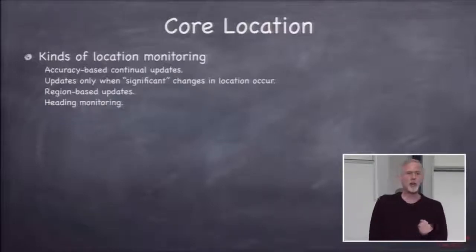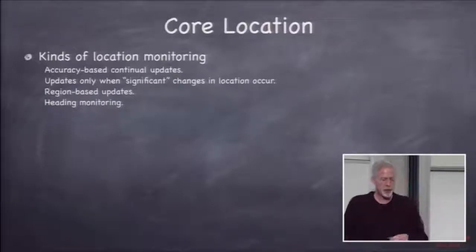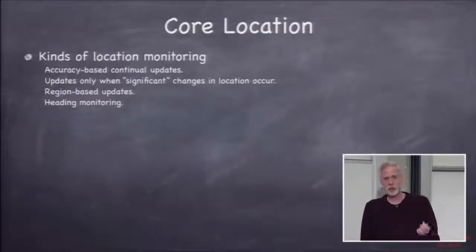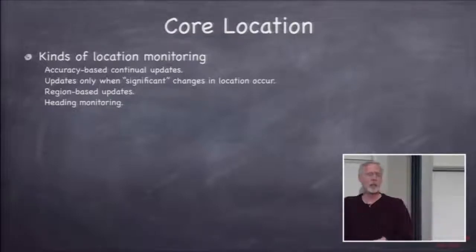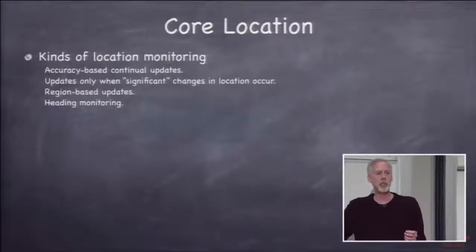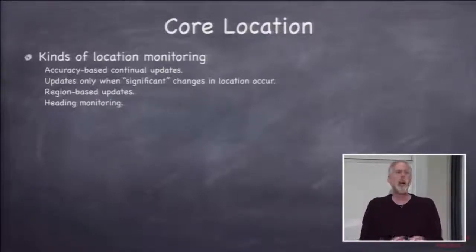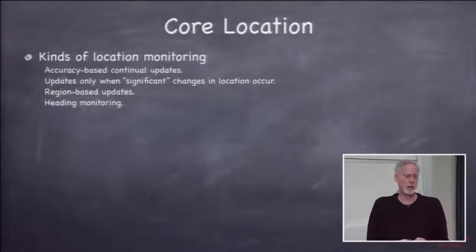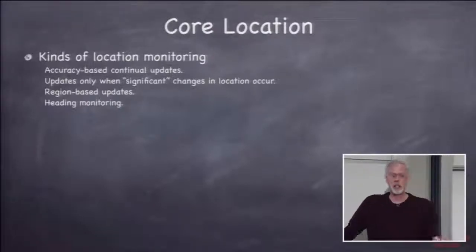So what kinds of location monitoring are available? There's accuracy-based reporting. That's where you specify an accuracy, and it'll tell you to that accuracy where you are. There are also updates where it'll send you a message only when a significant change in position has happened. Imagine maybe it's using cell towers there, or if Wi-Fi is fired up for other reasons, it might be using Wi-Fi. But it's probably not going to use GPS. So it's only going to tell you when significant changes occurred.